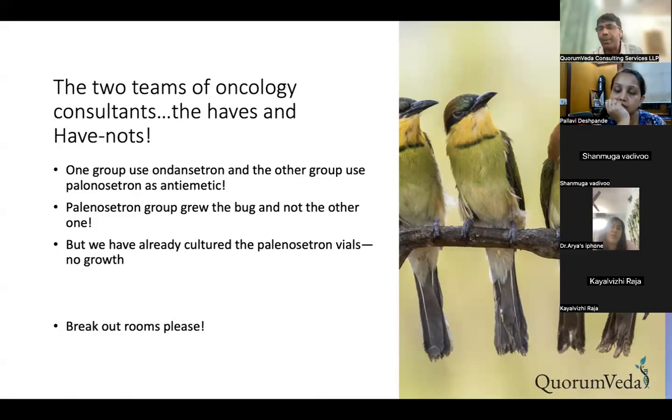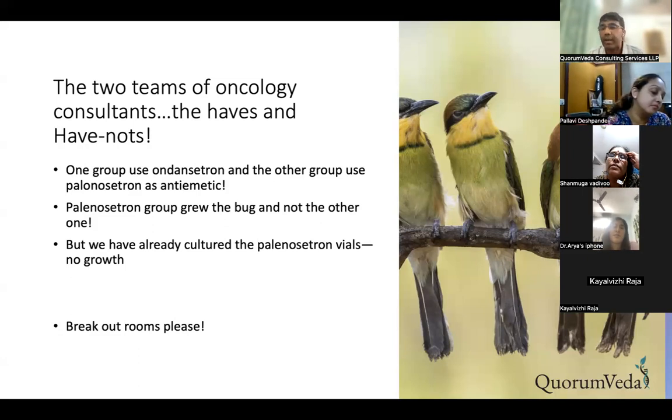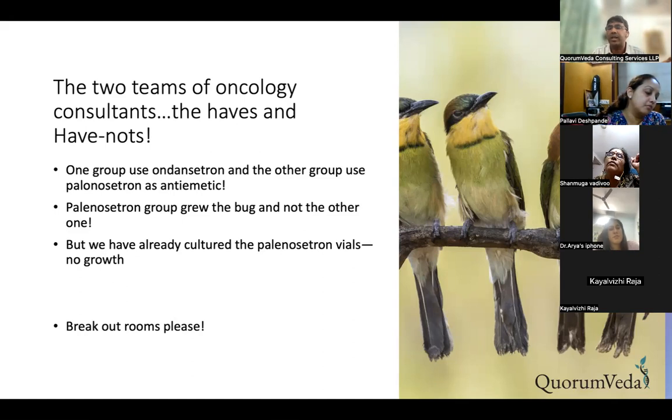And we had cultured vials of palonosetron. But this is an important discovery. None of the oncologists who used ondansetron had ever had Burkholderia bacteremia, and only those who used palonosetron had Burkholderia bacteria. But there are hundreds of patients who got palonosetron and no bacteremia, no symptoms. Still, some clue. We already cultured the vials. All these vials, ondansetron, palonosetron, cultured, no growth.